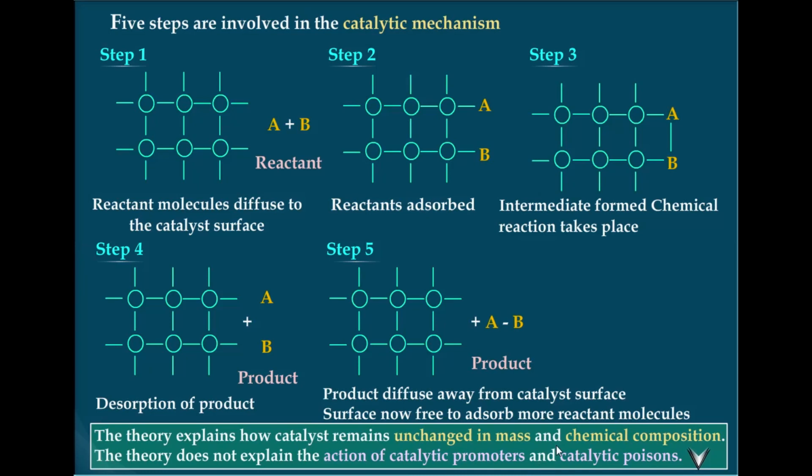So this theory explains how the catalyst remains unchanged in mass and chemical composition. The theory does not explain the action of catalytic promoters and catalytic poisons. So in the first step, the diffusion of reactant molecules to the catalyst surface takes place. In step 2, the reactants are adsorbed. In step 3, an intermediate is formed. In step 4, the desorption of the product takes place. And in step 5, the diffusion of the product from the catalyst surface takes place so that more reactant molecules can adsorb on the catalyst.